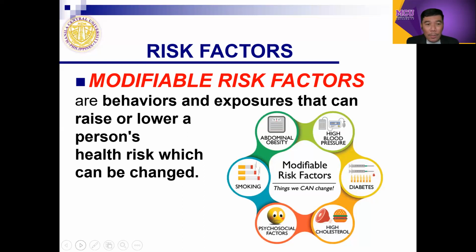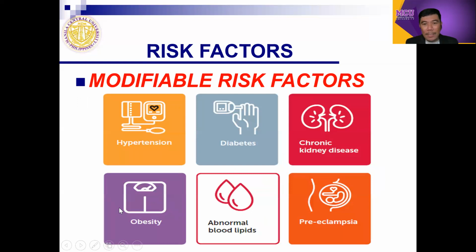Next, other than modifiable risk factors, we have identified as well the blood lipids. Abnormal blood lipids, this is the same as on the cholesterol. Pre-eclampsia could be modifiable risk factors simply because it may affect the fetal well-being. And chances po we can use only pre-eclampsia if there is already hypertension during pregnancy and proteinuria. If no proteinuria at all, that's only gestational hypertension.